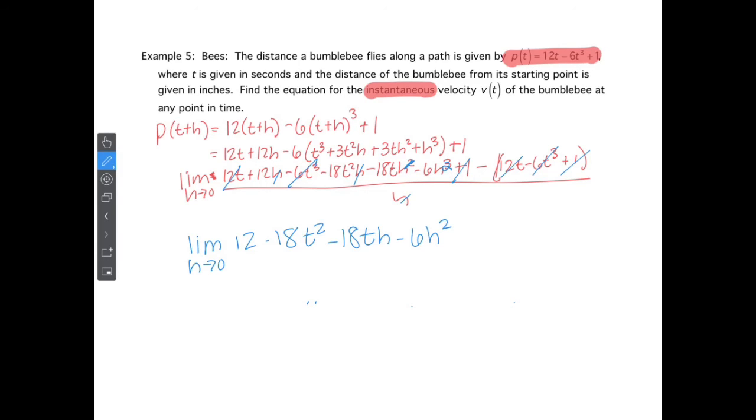All right, and then, of course, h is going to 0, which means this goes to 0 and this goes to 0, so we are only left with my equation of my velocity, my instantaneous velocity, as 12 minus 18t squared. And that is my equation for the instantaneous velocity at any point in time. And then if I know a specific time, then I can go ahead and plug that in for t, and that will give me that. But for right now, this is my answer.